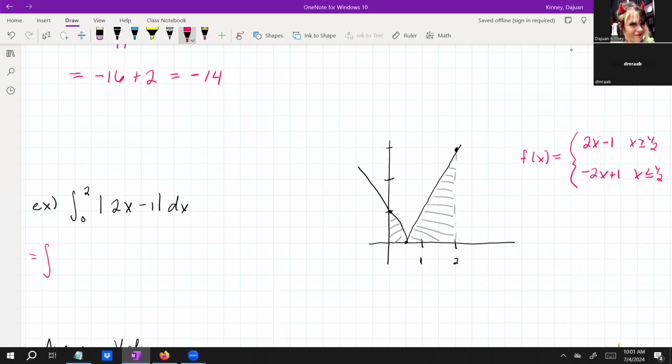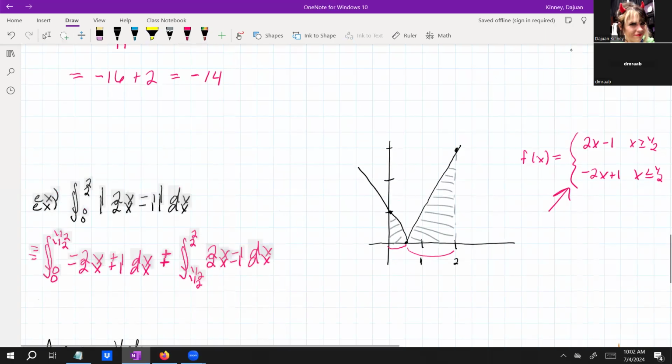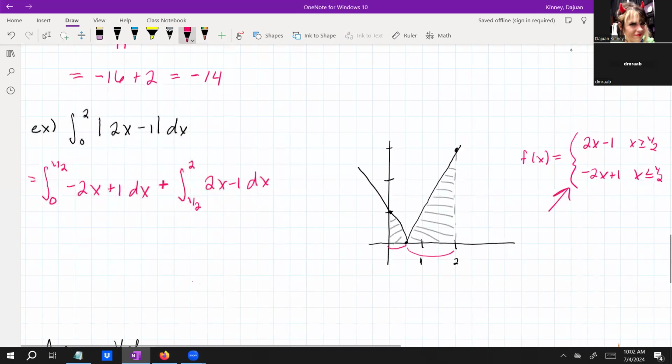So from 0 to 1/2, I'm using this bottom function. So 0 to 1/2, negative 2x plus 1 dx, plus, now from 1/2 to 2, I use the positive of the function. So 2x minus 1 dx. And I really did not leave myself enough space. Okay. Pretty straightforward integrals from here.